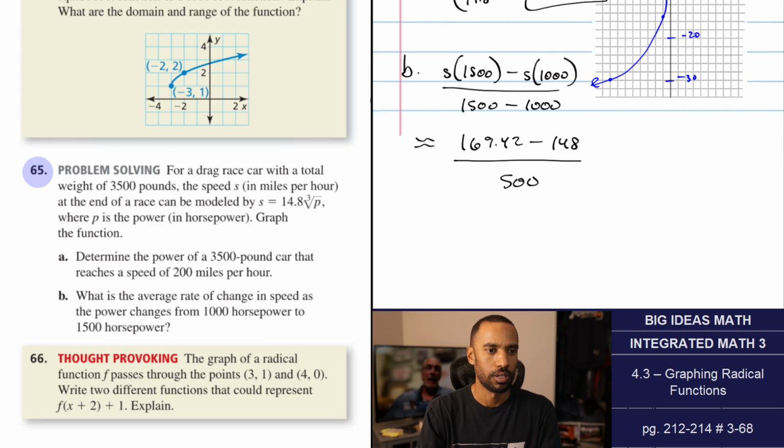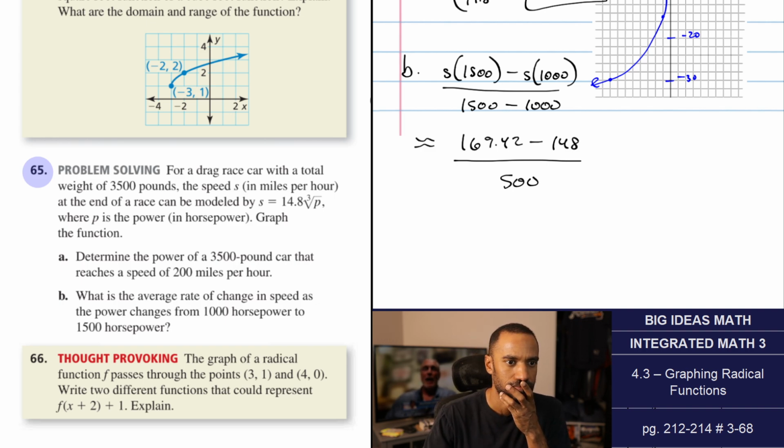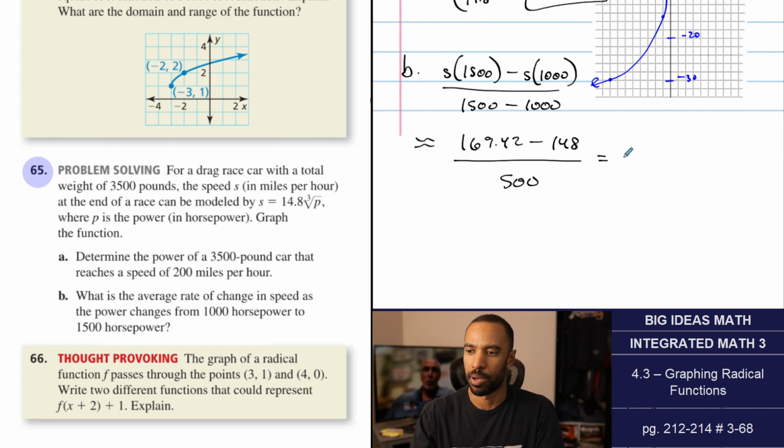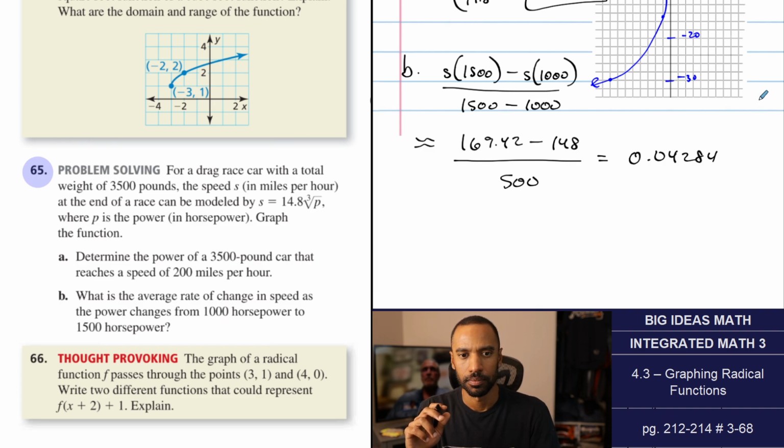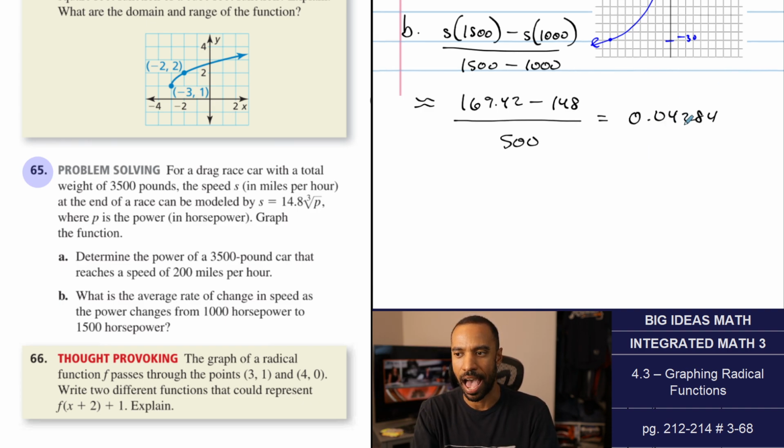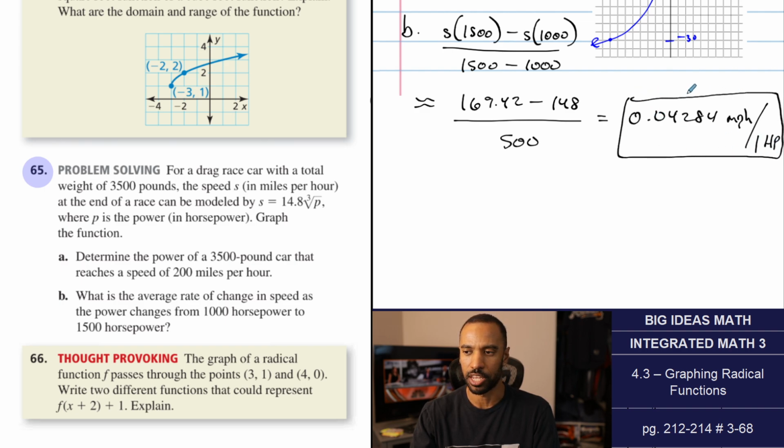So we do 169.42 minus 148, divided by 500, and that's about, it's a weird number, 0.0424. So the average rate of change in speed is we're changing an average of this many miles per hour per 1 horsepower. I think horsepower is normally lowercase HP. I don't actually do a lot in things in driving, but that's what I believe it's going to be.